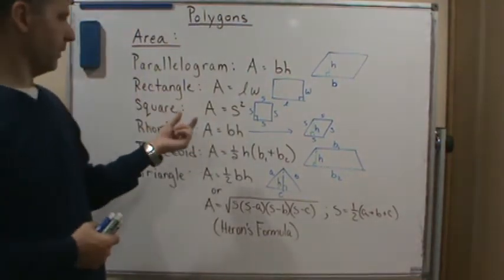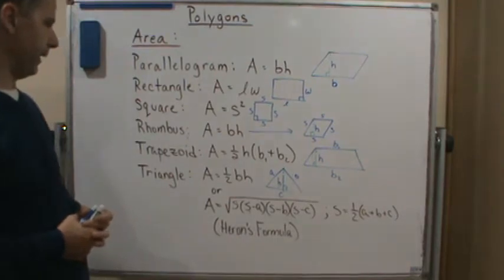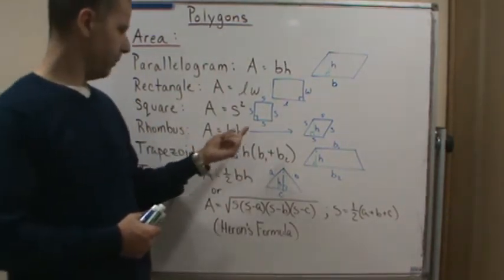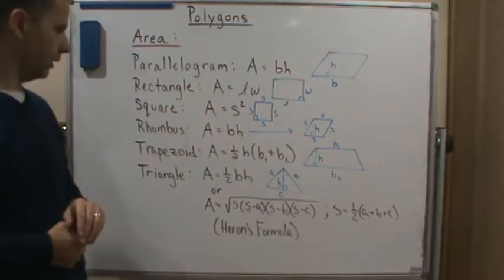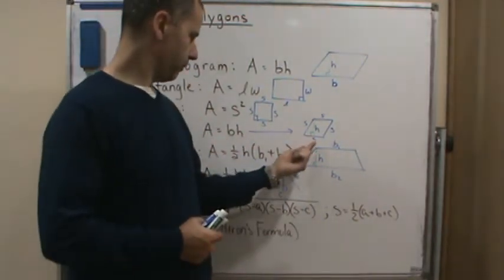So is a rectangle. Rectangle is just length times width. Length times width to get area. Square, it's length times width, again, or base times height, but again, all the sides are the same, so it just becomes s squared, okay? Rhombus. Rhombus, again, is just base times height, okay?